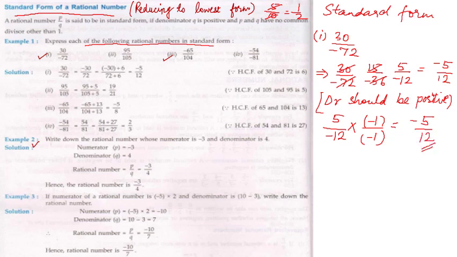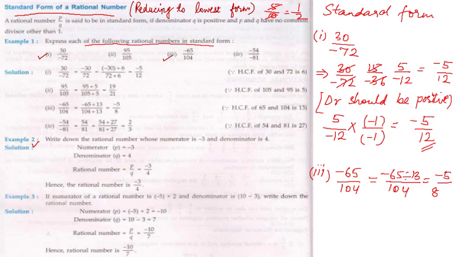Clear? Now second is, see, one more method of reduction was there. If you know the highest common factor, HCF, you just divide it with that number and you'll get the answer. Now here minus 65 by 104 can be divided by 13 because 13 is its highest common factor. So the answer will be 13 fives, minus 5 by 8. Clear? Okay. Moving on to example 2.